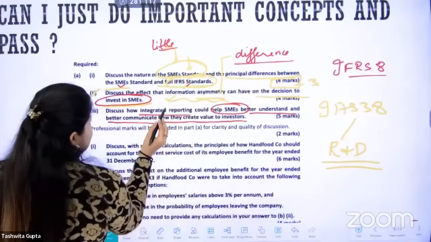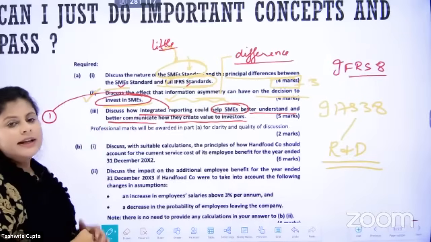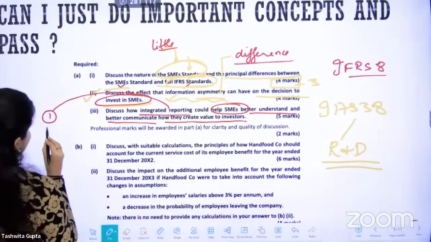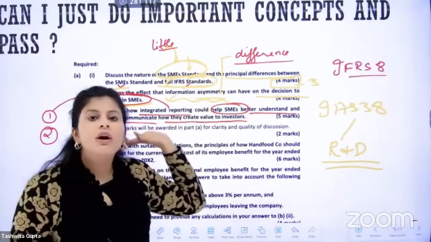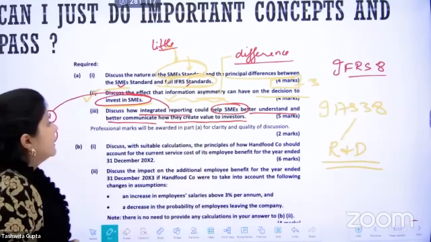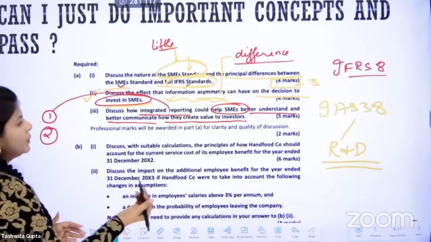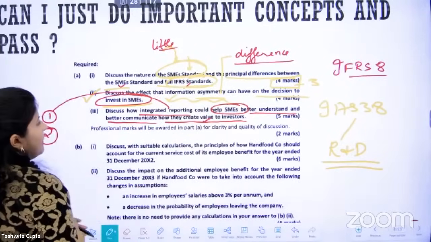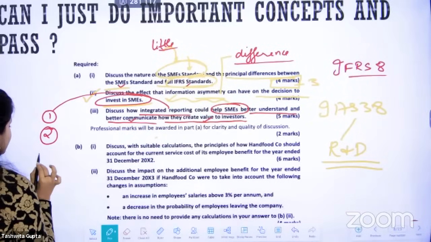First, explain what is integrated reporting. Get your one easy mark. Explain integrated reporting. Explain SME once again, one easy mark. So out of 5, I've already got 2. Good. Then, how are they creating value? Value to investors? Better communication? Then you will explain, you will relate.